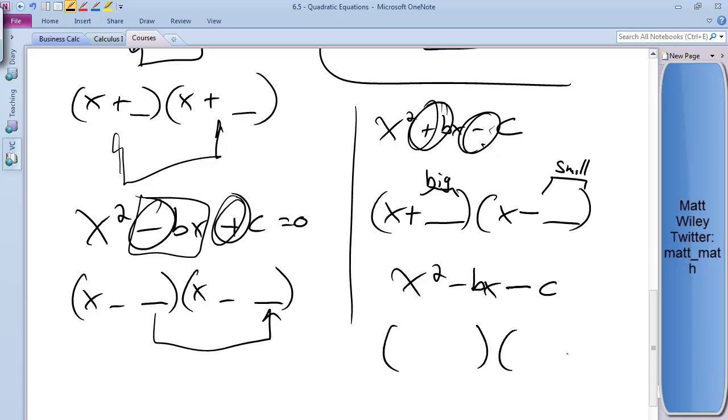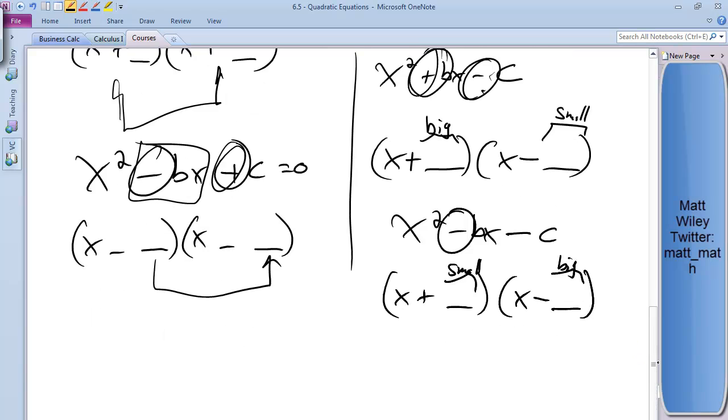Again, because of that minus c, I know there's going to be a positive and a negative, but because this inner part here is going to be a negative, I know that I have to put the big one with the negative side, and I put the small one with the positive side.